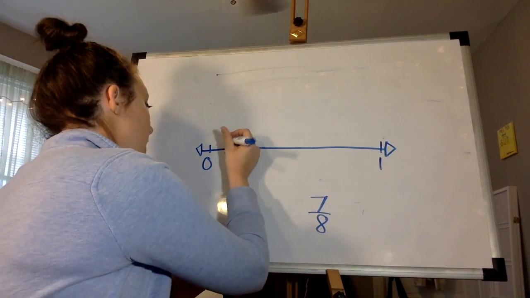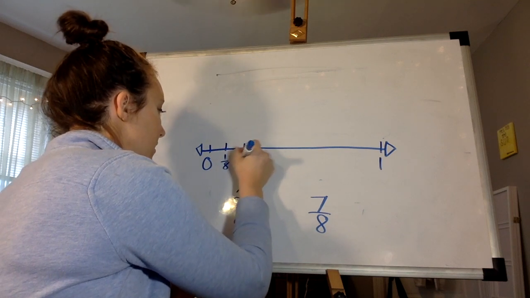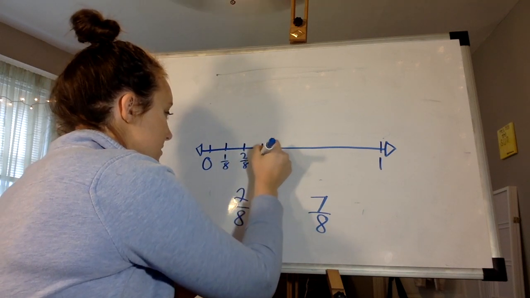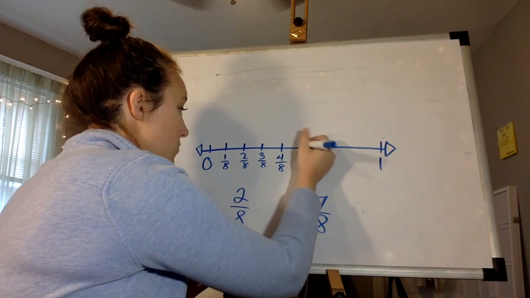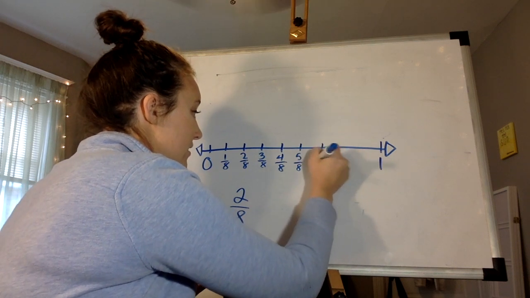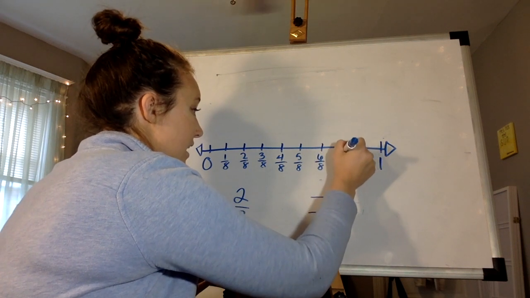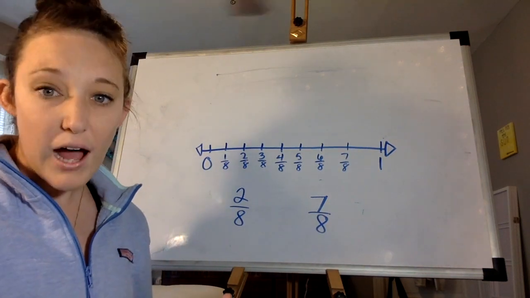So I'm going to go ahead and mark out my eighths. So I've got 1/8, 2/8, 3/8, 4/8 or 1/2, 5/8, 6/8, and 7/8. Okay, so now I'm going to plot.